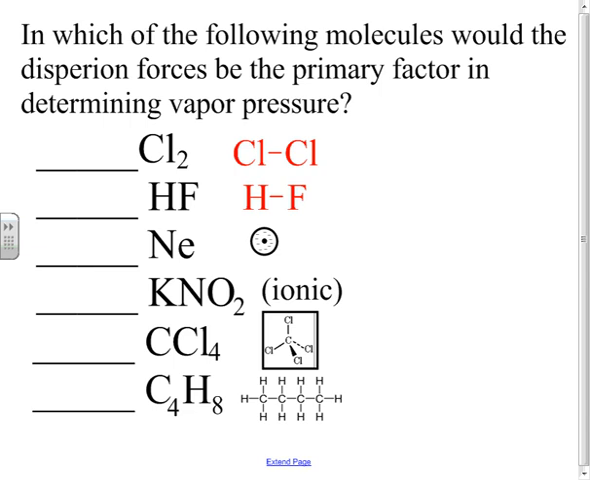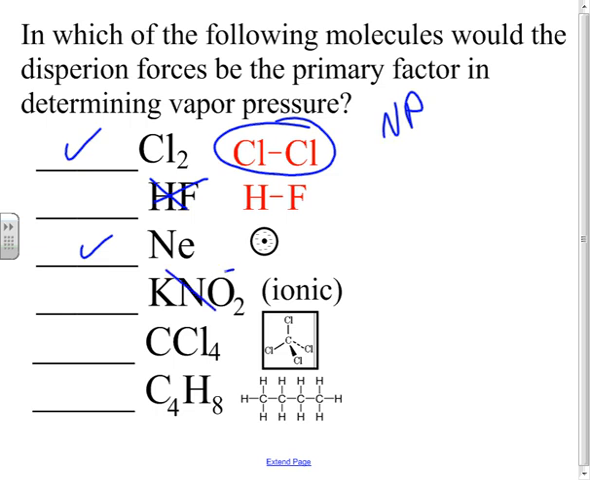So which of these molecules would the dispersion force be the primary factor in determining the vapor pressure of it? Again, we're looking for things that are non-polar and or noble gases. So that would include chlorine, a non-polar molecule. Would not include hydrofluoric acid or hydrogen fluoride as a gas because this is going to hydrogen bond or dipole interact. It would include neon because it's a noble gas, a non-polar molecule, does not have a permanent dipole.